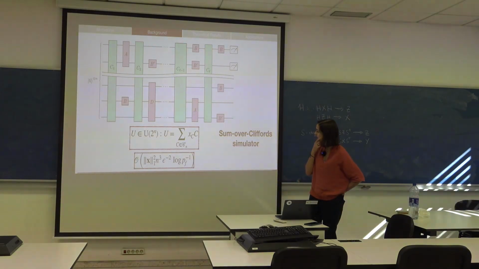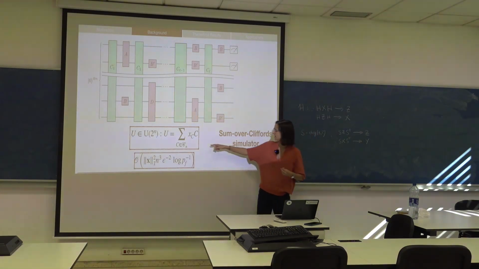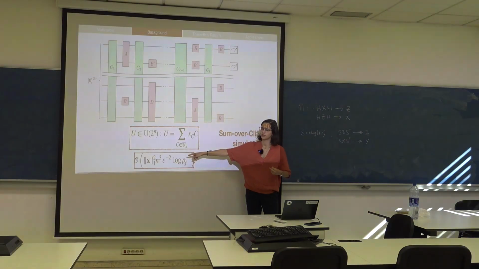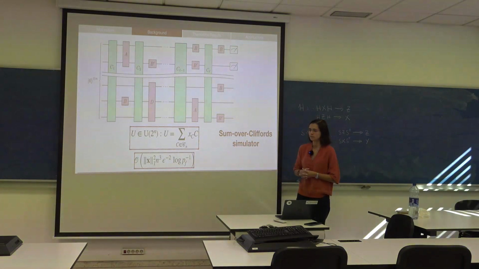So if we want to do this simulation as fast as possible, it's kind of intuitive now to understand what we have to do. What we have to do is try to find the decomposition that is optimal. And optimal in this case means the decomposition that's going to give us the smallest one norm. And if we find that, we find the best possible runtime.